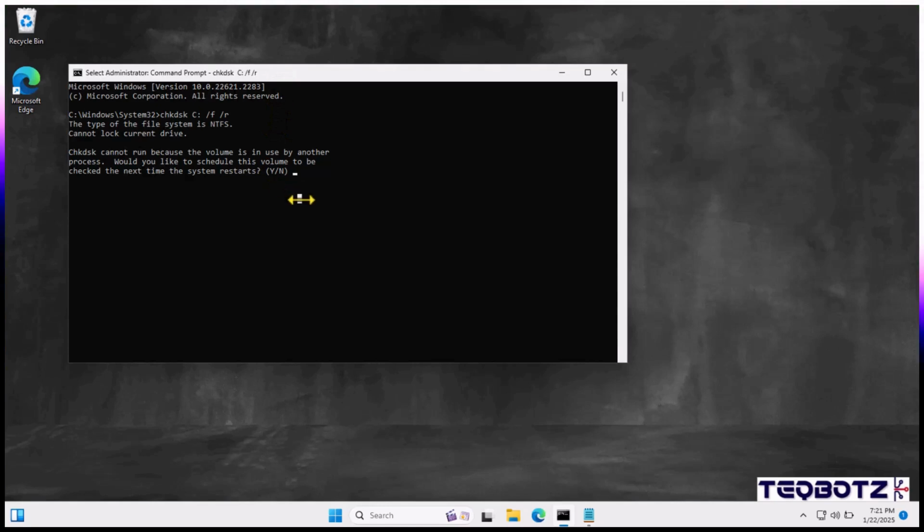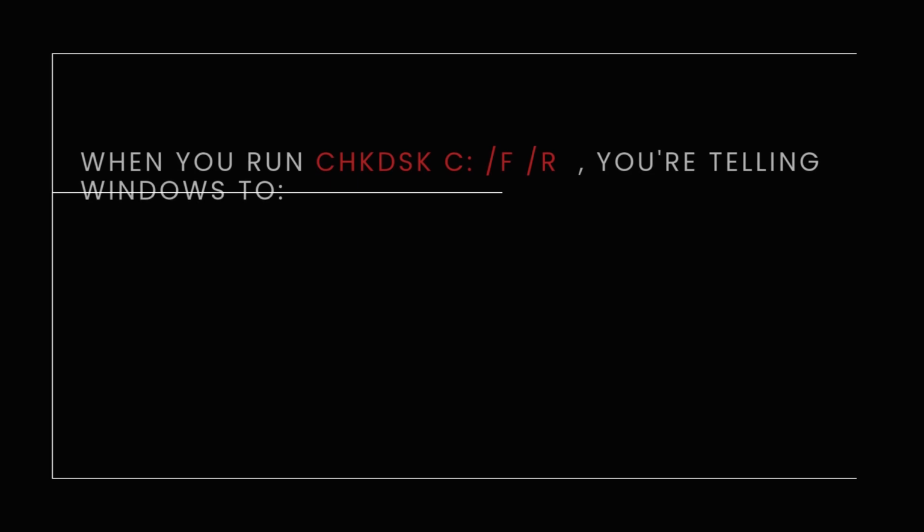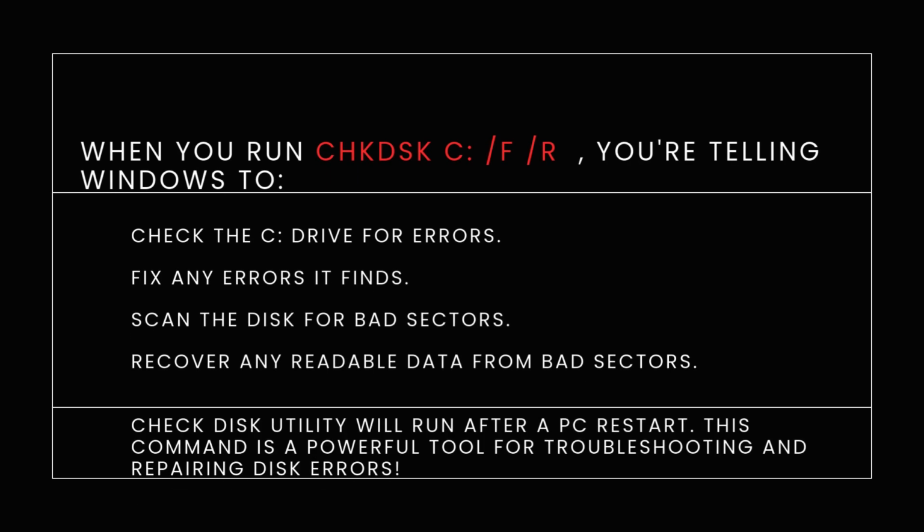After running this command, it will ask you if you would like to schedule this check disk to be done when you boot your machine the next time. For that, you can just type in Y, meaning yes, you want it to run the next time that this PC restarts. In my case, I didn't want that. I just had to write a no because I have done my check disk already.